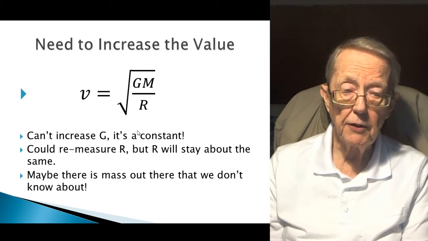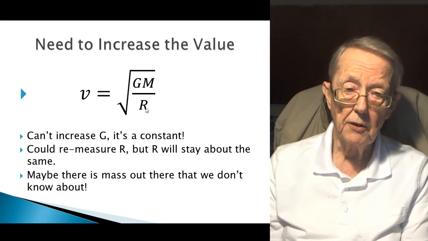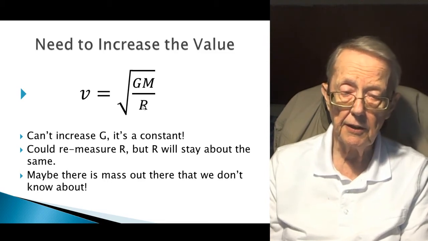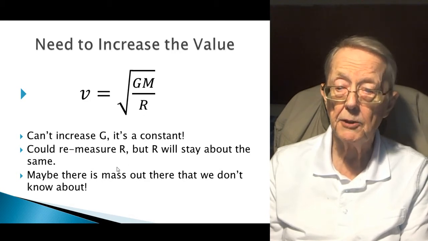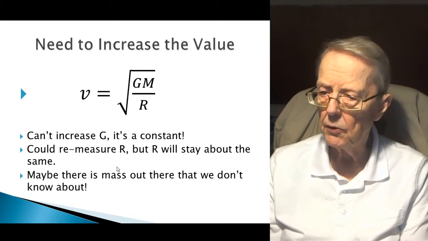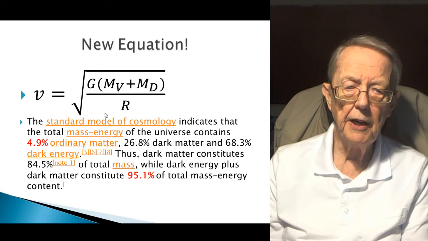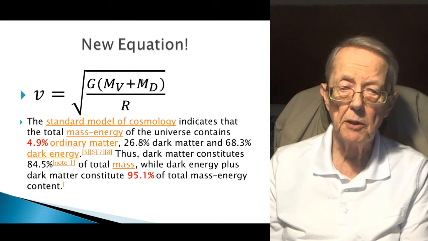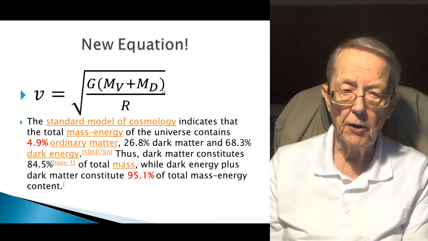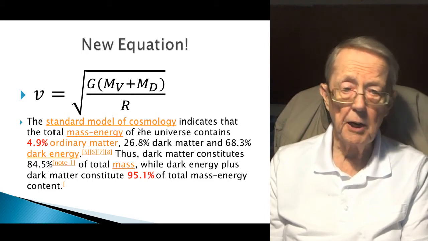So what they're left with is the mass. If you want the velocity to increase, you can either increase G, which they say they can't do, or decrease R, which they say they can't do. So they're going to say, wait, maybe I can do something about mass. Maybe there's a mass out there that we don't know about. So they modify the equation and they put two masses. M sub v is the visible mass, M sub d is the dark matter, and they're going to estimate it somehow, and I'm not going to go through all this, but they do that and they come up with this result.